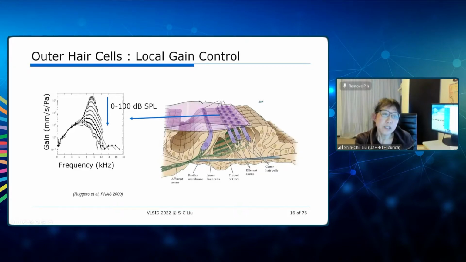So the changing of this response curve is due to the outer hair cells, which do a gain control. So if the sound is very loud, you want to reduce your gain so that the output doesn't change as much. So again, these are from the outer hair cells.